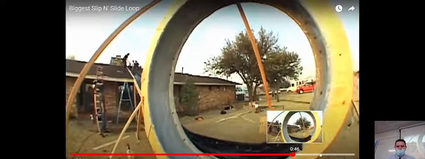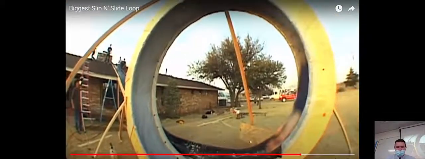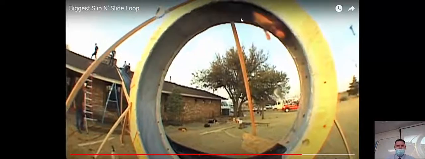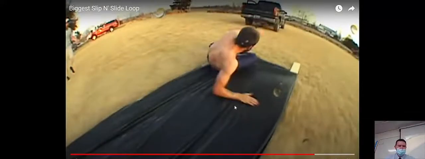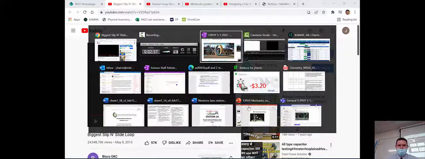So going pretty fast there, pretty blurry. Not as blurry. And he doesn't really speed up that much because there's a fair amount of friction. There we go. What a way to start out.